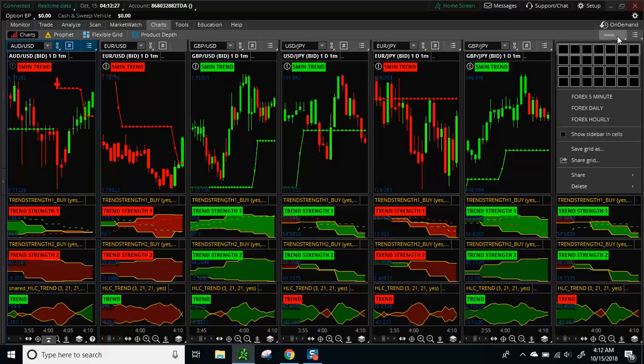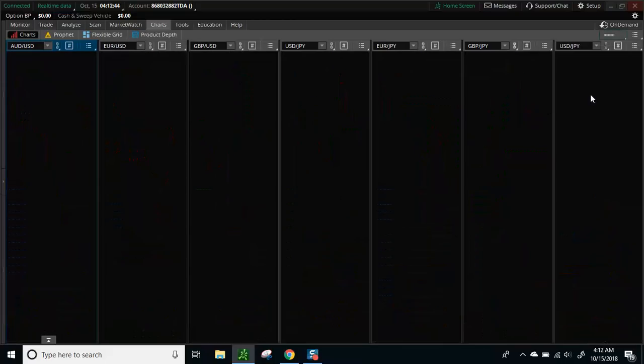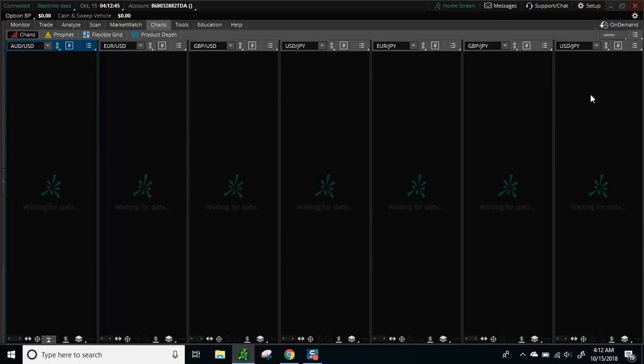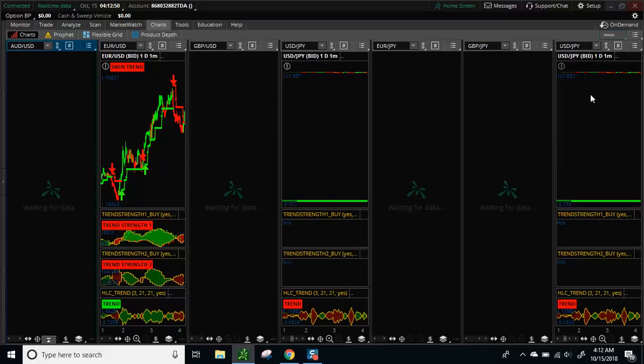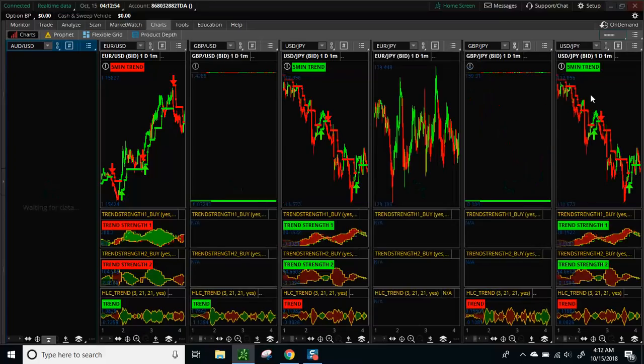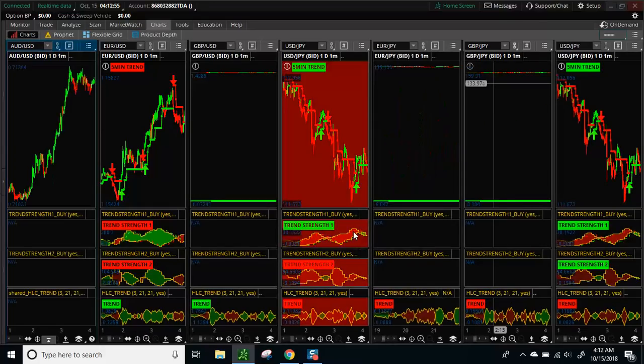And the one you're looking for is going to say Forex 5-minute. Some of you may only see Forex 5-minute. Depending on if you've worked with me before, you may have other chart setups down there. But the one you're looking for is the Forex 5-minute. So you just want to click it. And it pops up. That's going to be your alert.